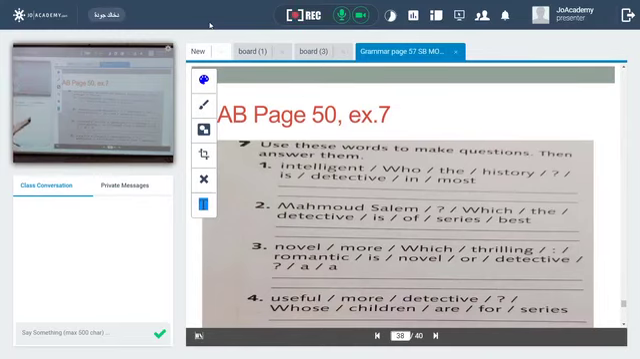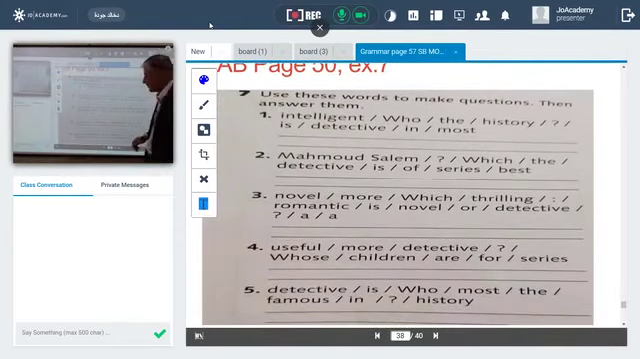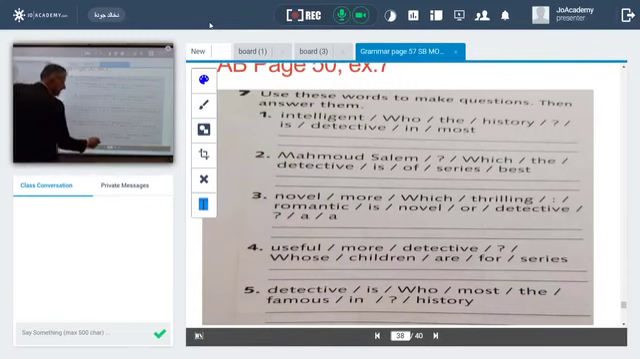We have: intelligent who, the history, is detective in most. So we need to make a question. We have to make 5 questions out of these. Okay, we need to make 5 questions. Look at the sentences. Intelligent who, the history, question mark, is detective in most. Mahmoud Salim, question mark, which the detective is of series best novel more. I will go to the answers.